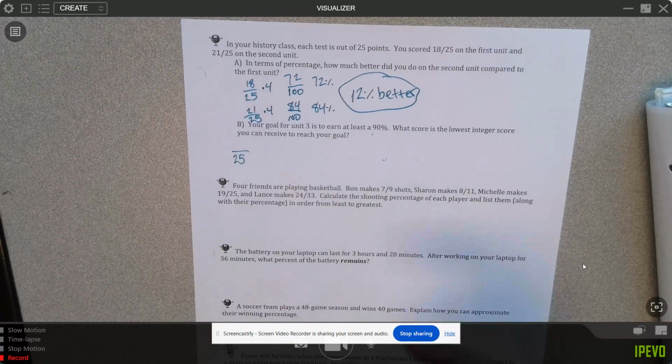So for all of these word problems, you are going to want to make sure that you are completely answering the question. Some of them are multi-steps. Make sure you're doing all the steps. Any questions on today's math?